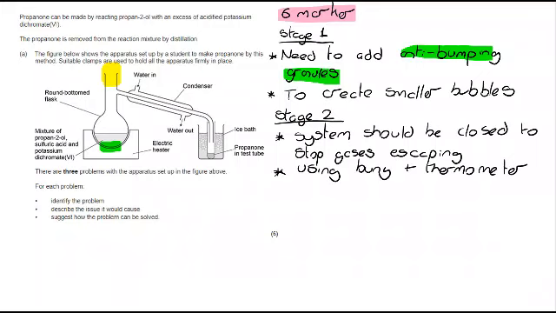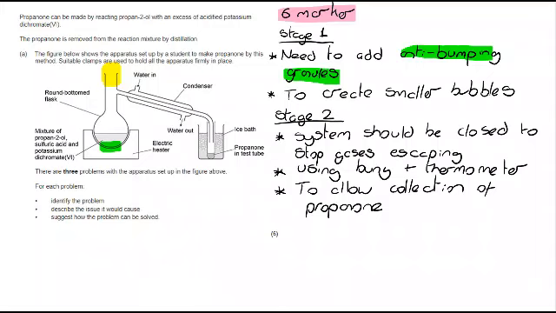So what we would need to do is use a bung, potentially a thermometer as well, so that we're sealing that, and therefore there are no more risks of that propanone escaping. So that's going to allow us to collect it, which is what we're wanting to do at the end of this apparatus, as we can see in the diagram.